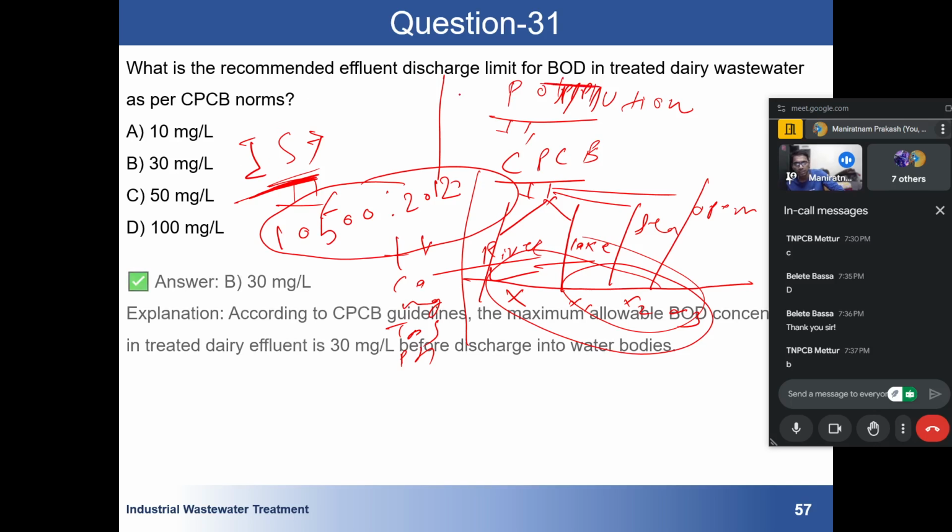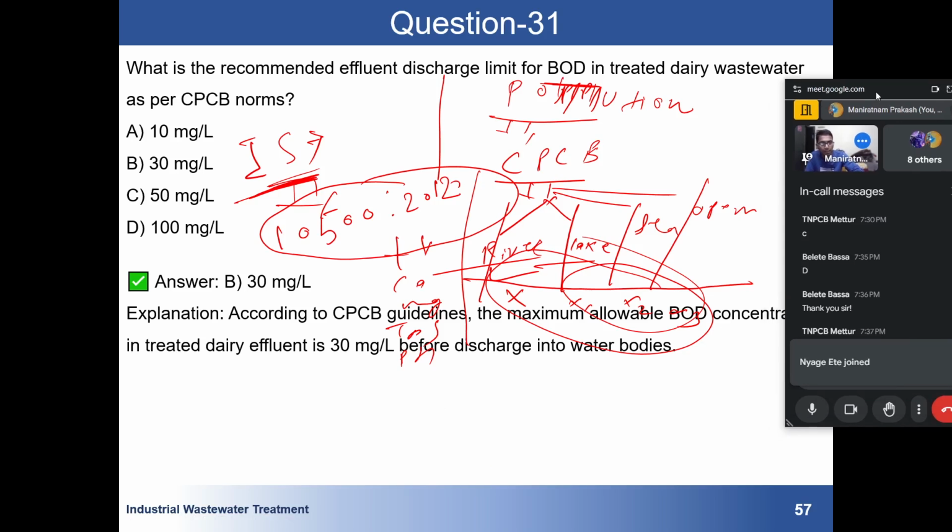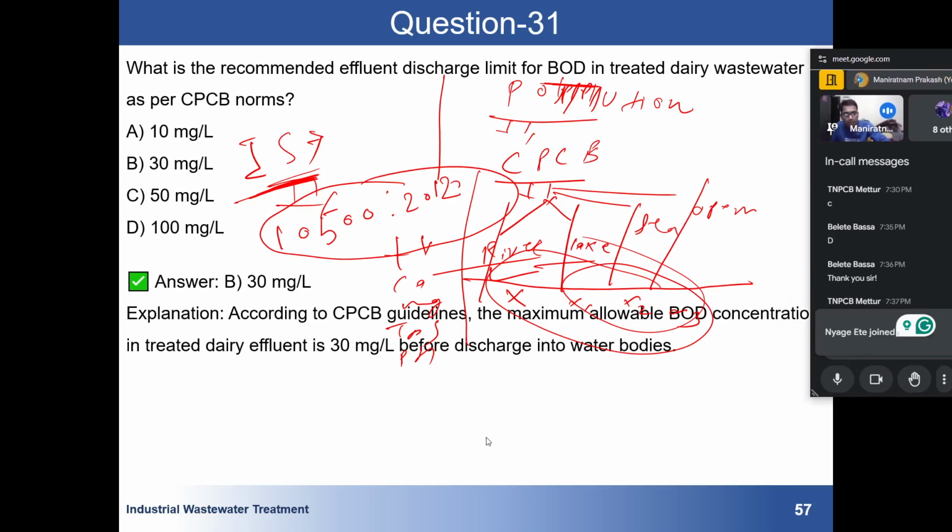Now the question was around discharging from a dairy industry, and the correct answer is B, 30 milligram per liter. The maximum allowance of BOD in treated effluent is 30 milligram per liter before discharge into a water body. If the discharge is in a river or anything else, then there will be a different limit. So it depends upon this.